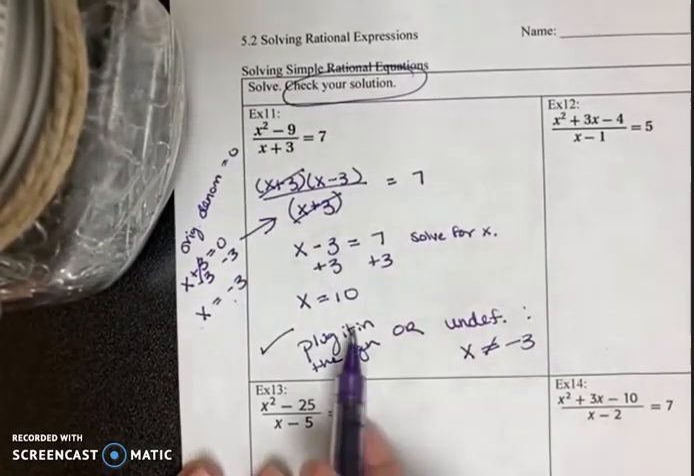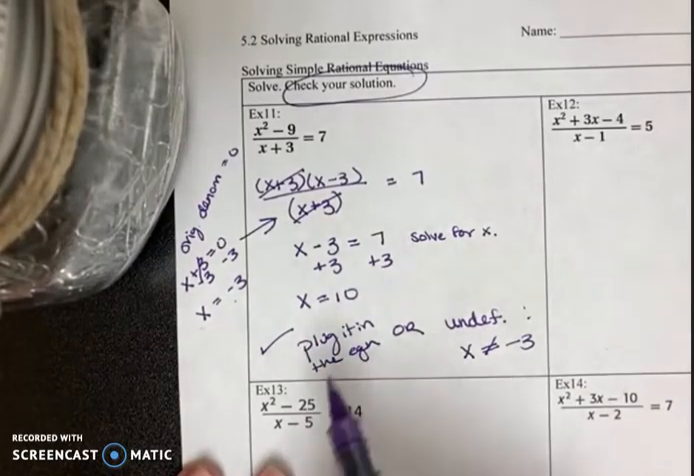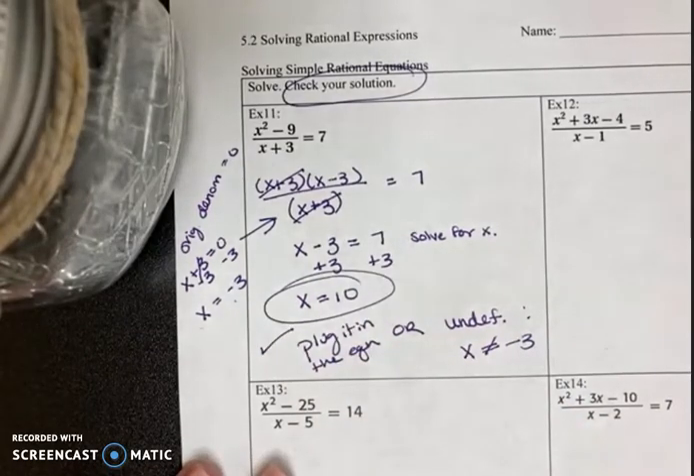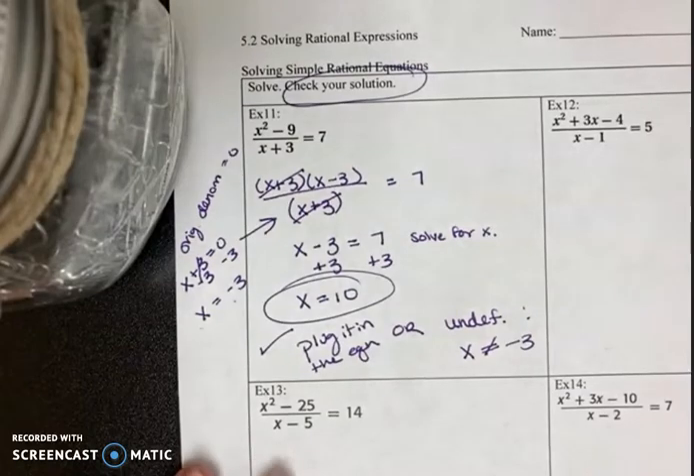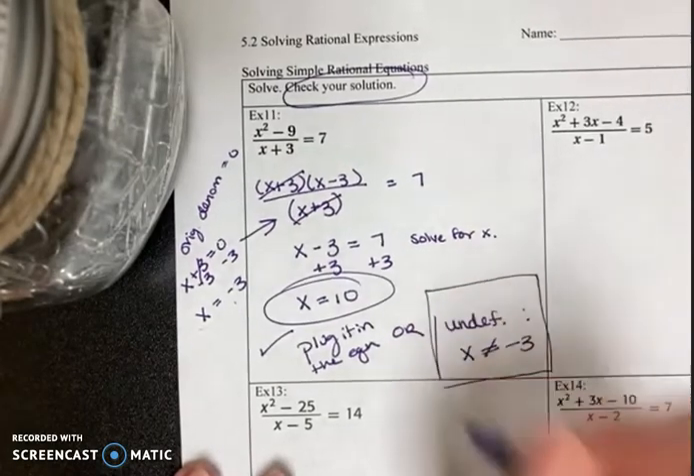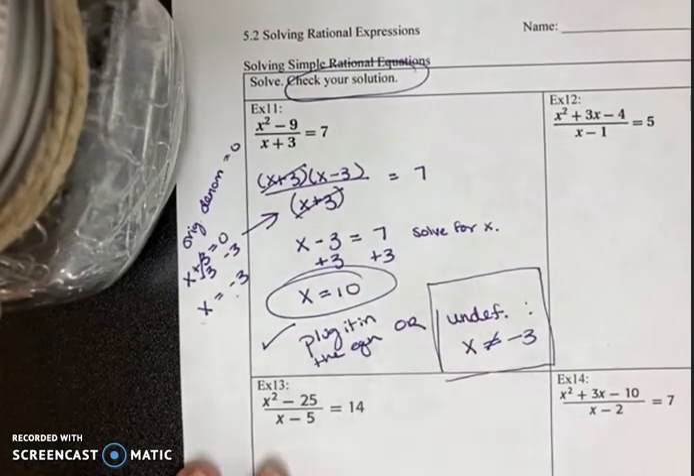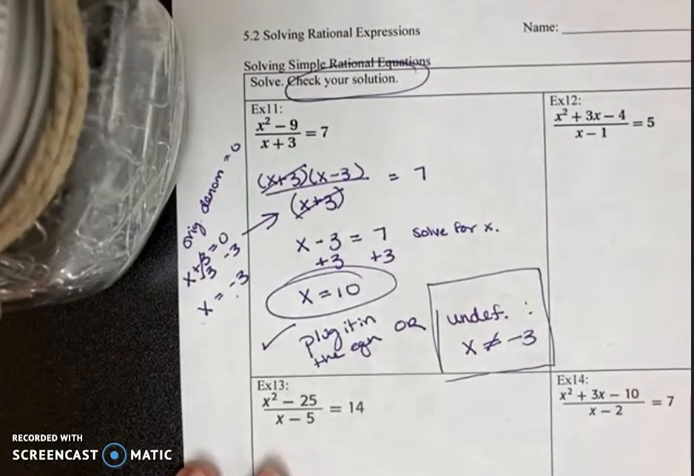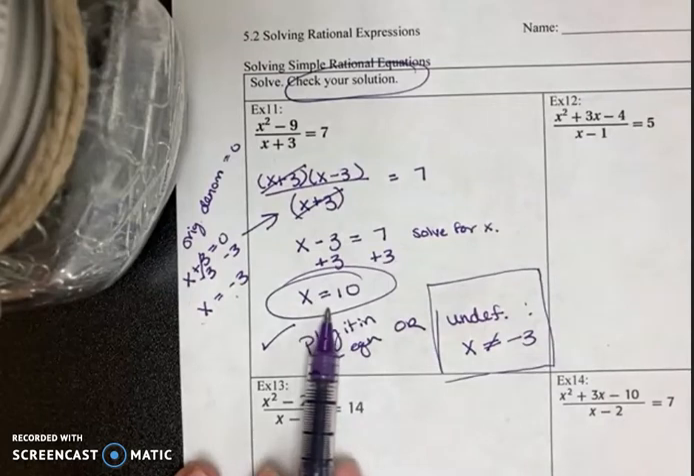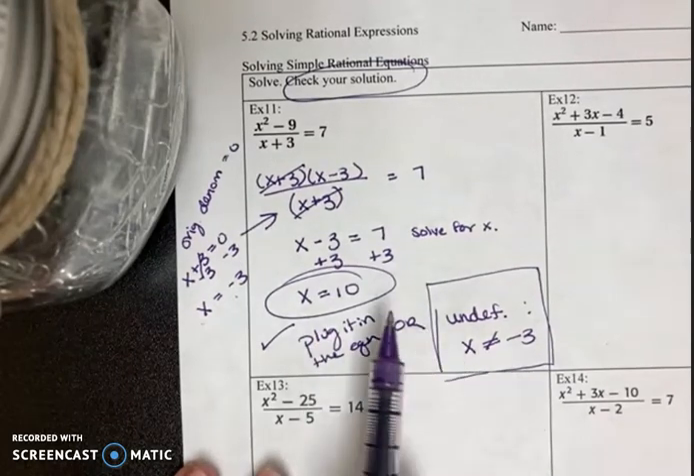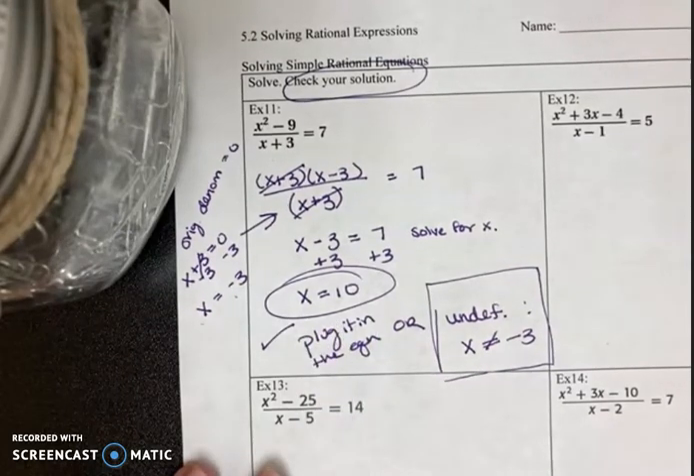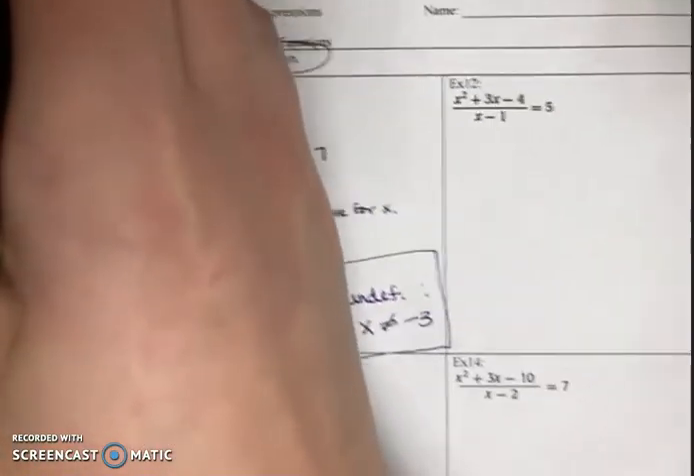Well, 10 is not negative 3, so it should work. It's up to you which method you'd like to do. I would like you to keep practicing when a function is undefined, so I recommend that you do it this way. Again, the conclusion was because 10 is not negative 3, it is a solution. It should work. Let's try example 12.